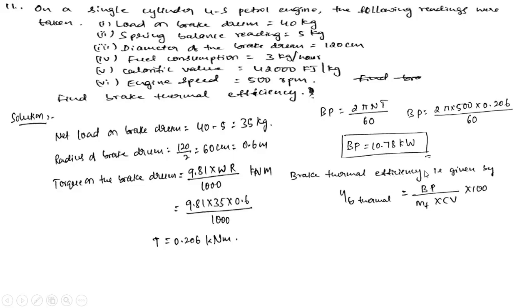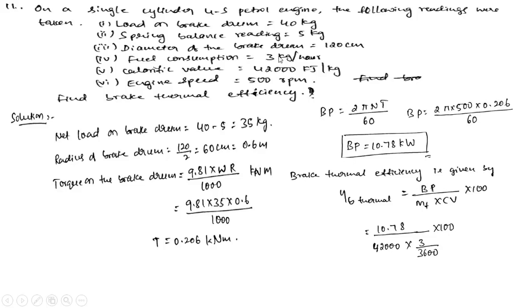Next, brake thermal efficiency is given by eta BTH is equal to BP divided by mF into CV into 100. So substitute all the values here. BP is 10.78 kilowatt, and calorific value they have given as 42,000 kilojoule per kg, substitute as it is, and mass of the fuel consumed is 3 kg per hour. It is to be in terms of kg per second. So 3 divided by 3600.